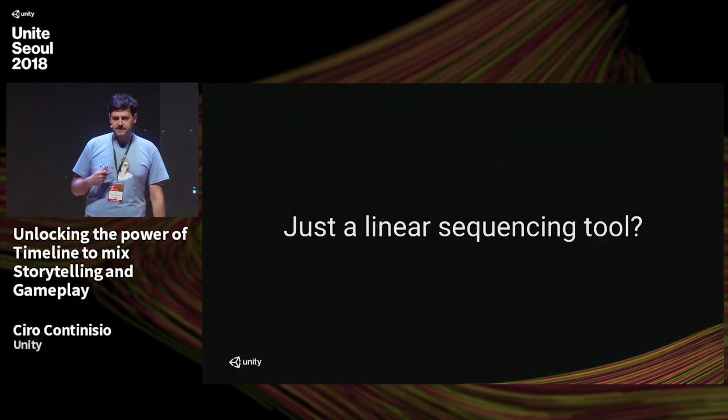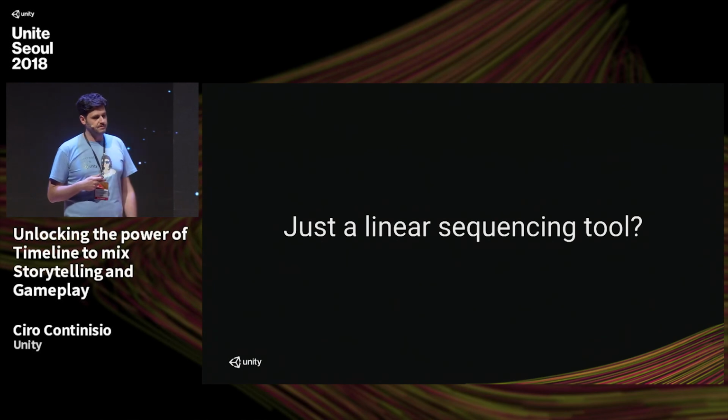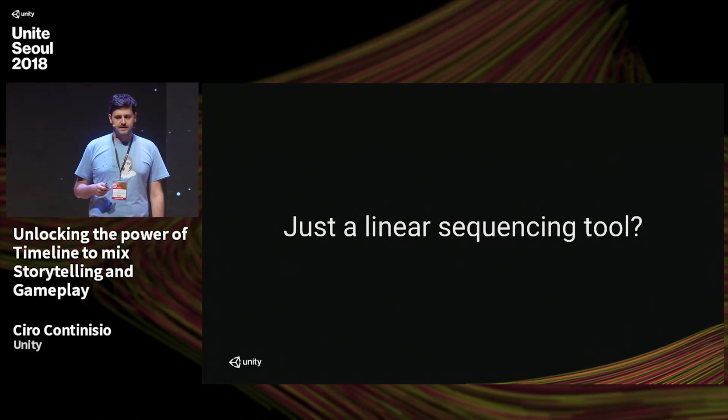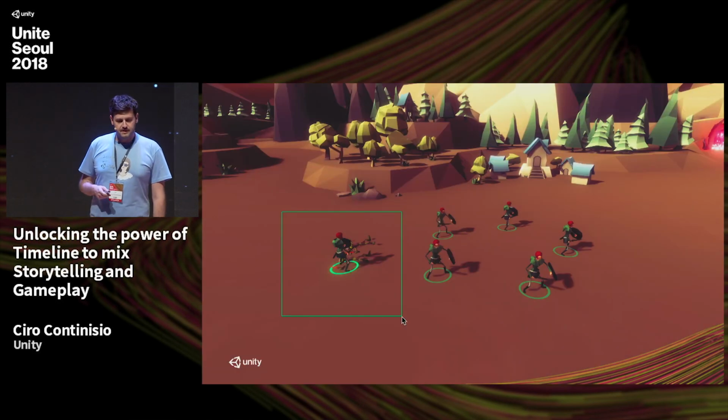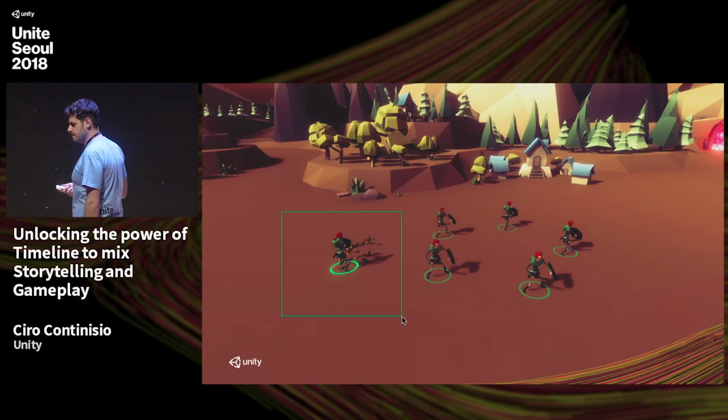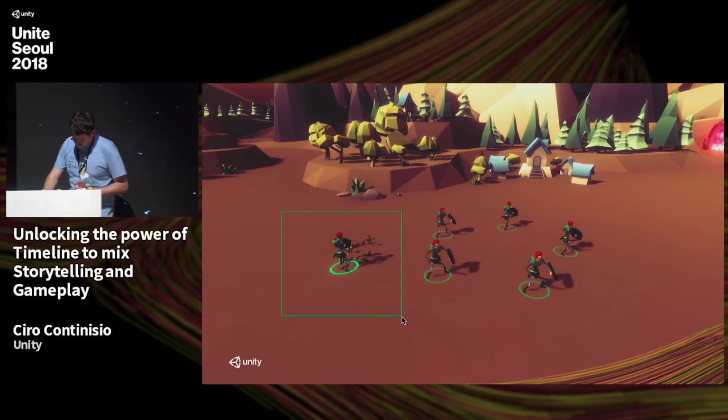But I am a game designer. I was making games before joining Unity. So the question that I had in my mind when I looked at timeline was, is it just a linear sequencing tool, or can I make more with timeline? To answer this question, I made a little game. It's an RTS game, a real-time strategy game. And it looks like this.